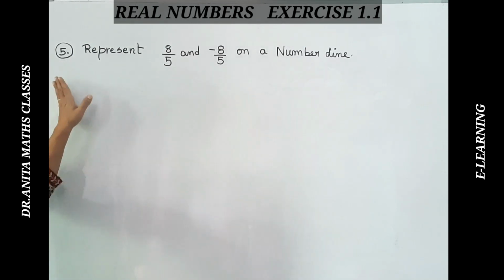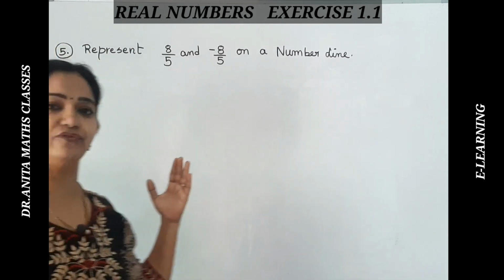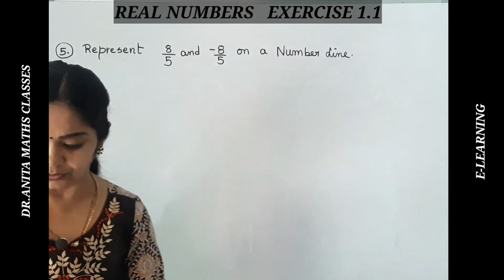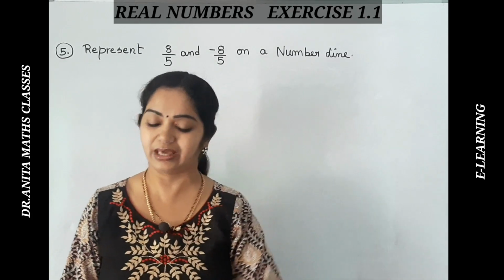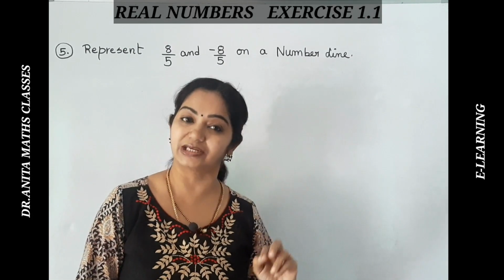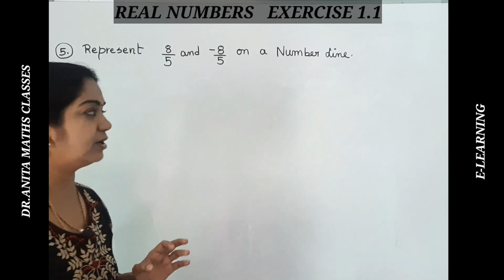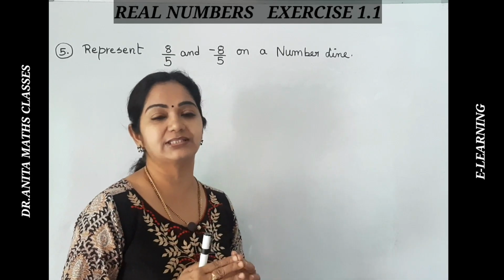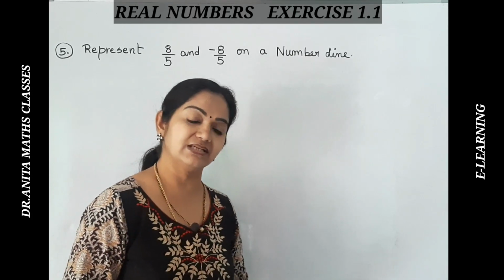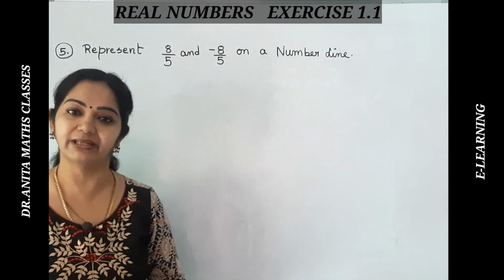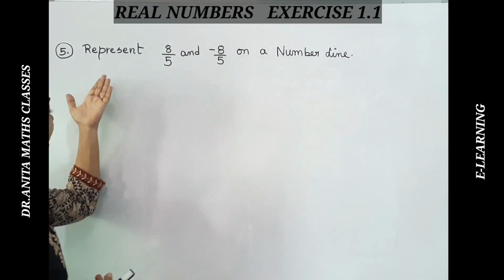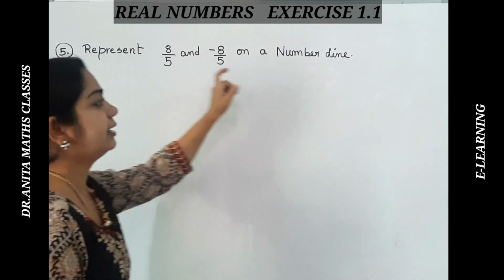Before this, we had done 4 problems of the same exercise. We found out what rational numbers are and their properties, and inserted 5 rational numbers between 2 rational numbers. That is very important for the examination. We discussed the mean method and also another method, the equal denominators method. Today we will represent the rational number on a number line.